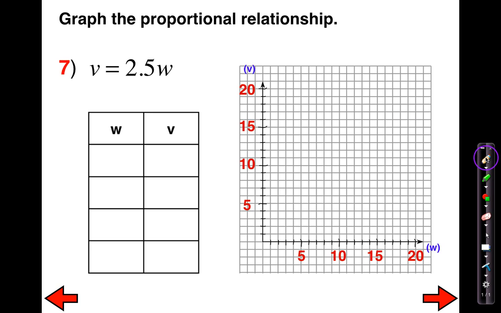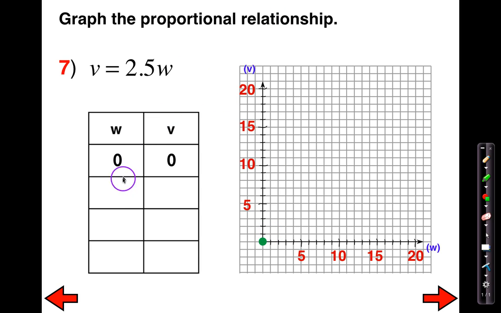So here we have V equals 2.5W. Well, what number should I multiply it by? If I multiply it by 1, I know for a fact I'm going to be left with 2.5, which is not horrible, but I would rather have a whole number versus a decimal. But I kind of jumped the gun. First number you want to try is definitely 0. So if you plug in 0 for W, you're going to end up with 0. So I'm going to go ahead and plot that point at the origin, so far so good. I expect that for a proportional relationship.